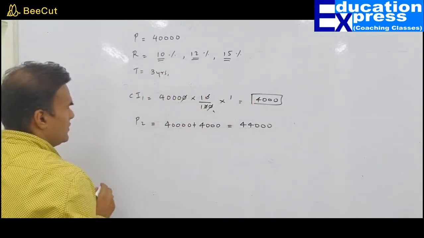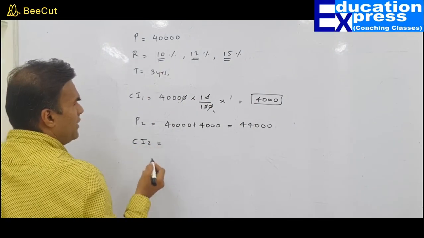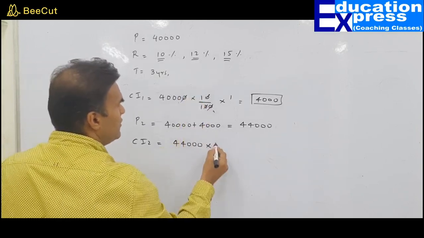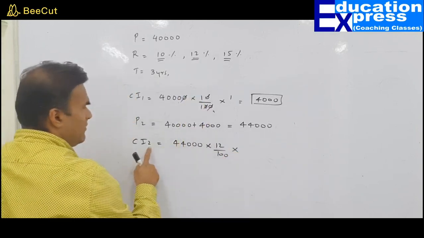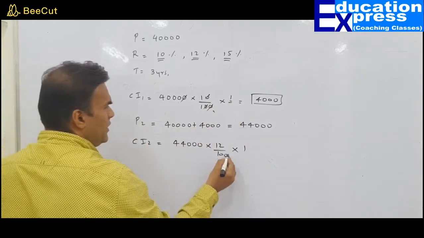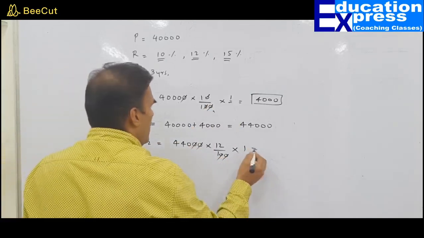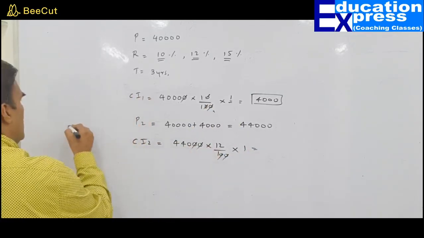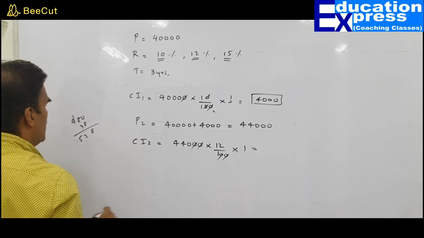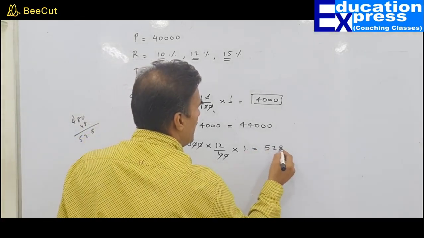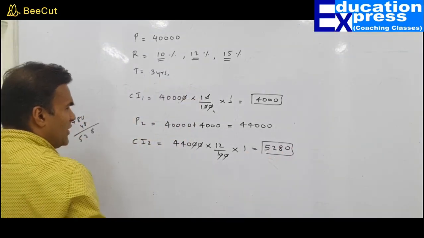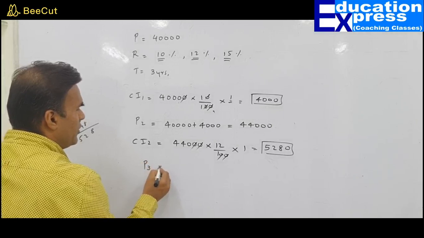So you got 44,000. Can you find interest for second year? Of course. How? So on 44,000, at the rate of 12%, it is second year, but you have to take only just one. So this is you are doing for the second year. 0, 0, 0, 0 cancels. 44 into 12, 12 fours are 48. 8, 2, 1. So the interest would be 5280. So what would be my principal for third year?